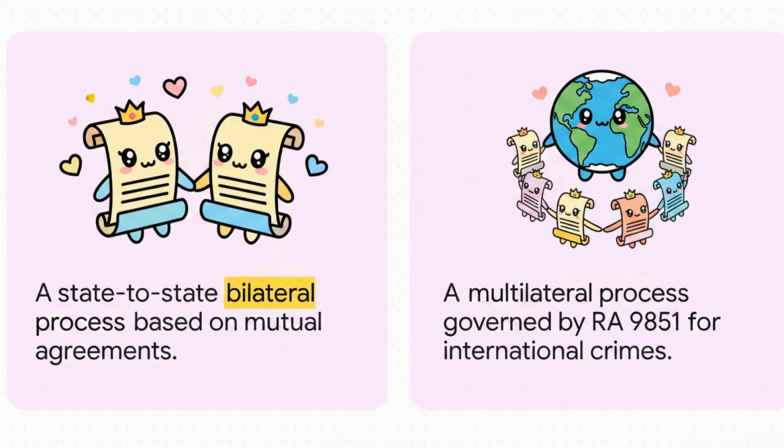ICC surrender, on the other hand, is a multilateral process specifically designed to address core international crimes, governed domestically by RA 9851. The OSG claims that Senator Dela Rosa is basically cherry-picking domestic extradition rules to add an extra layer of litigation and create a shield against an international criminal process. They argue that standard extradition rules just simply do not apply to an ICC surrender.